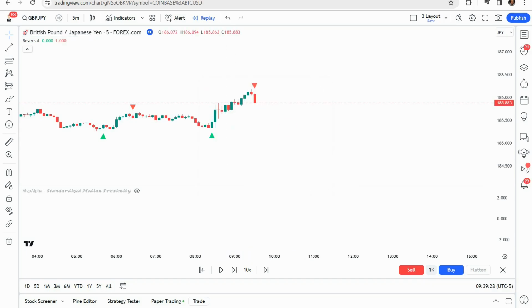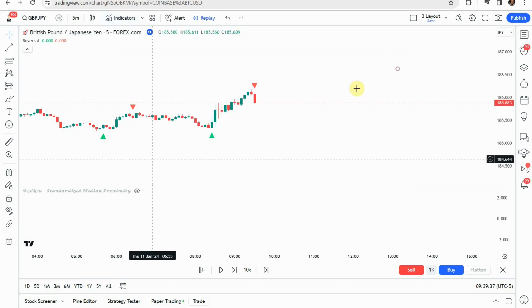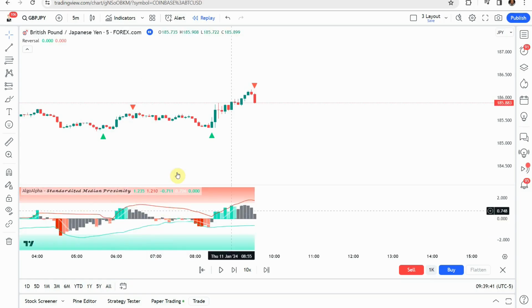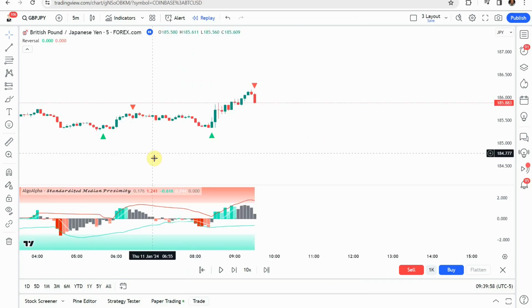The next indicator we'll add to the screen is going to be the standardized median proximity. This one right here. And it will look like this. Let me get it to load here. It'll look like this here on the bottom of the screen. Again, we'll go into the settings, and on the look back, you'll change that to 20. On the standard deviation, you'll change that to 2. And the upper boundary, you'll change that to 3. And then you'll click OK.